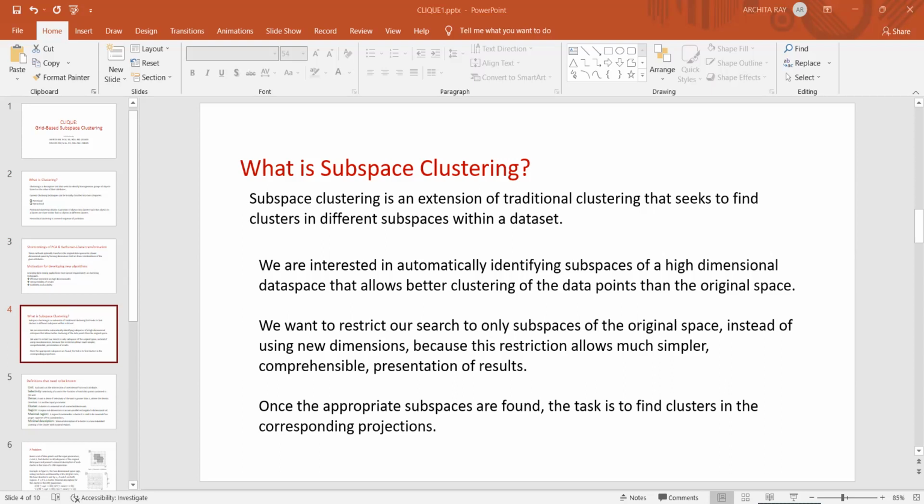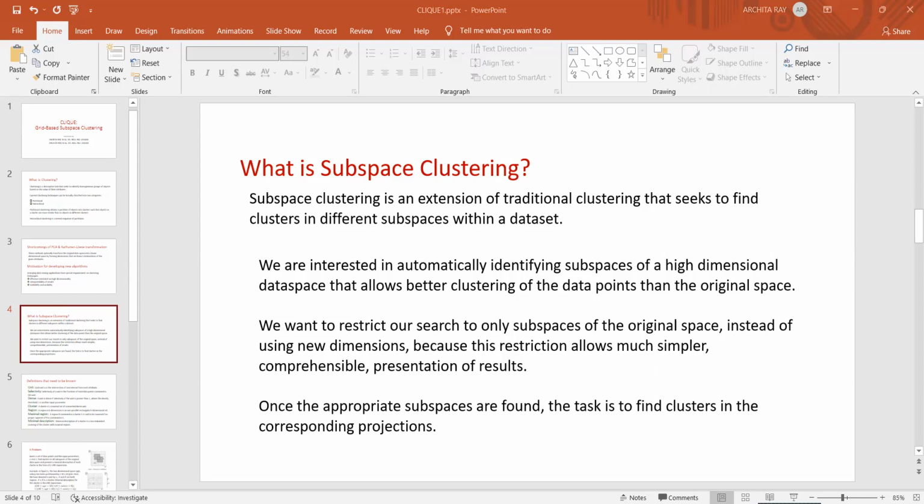Restricting our search to only subspaces of the original space instead of using new dimensions is important because these restrictions allow much simpler, comprehensive presentation of the results. Each of the original dimensions typically has a real meaning to the user, while even a simple linear combination of many dimensions may be hard to interpret.